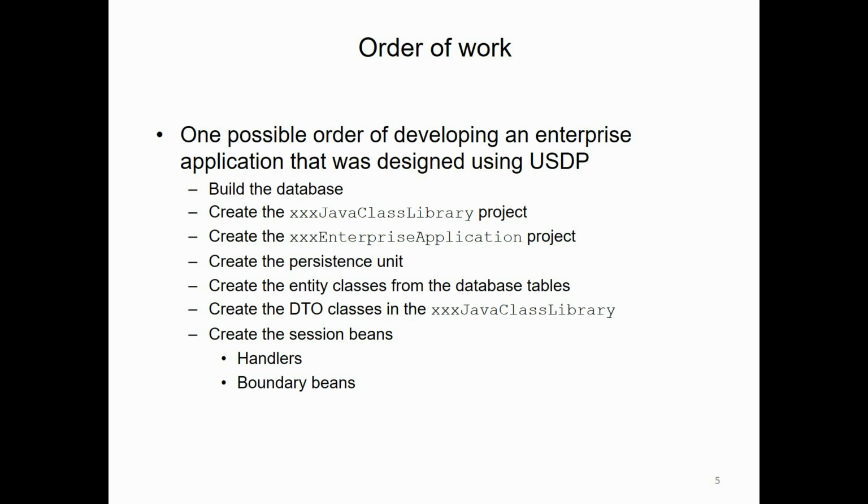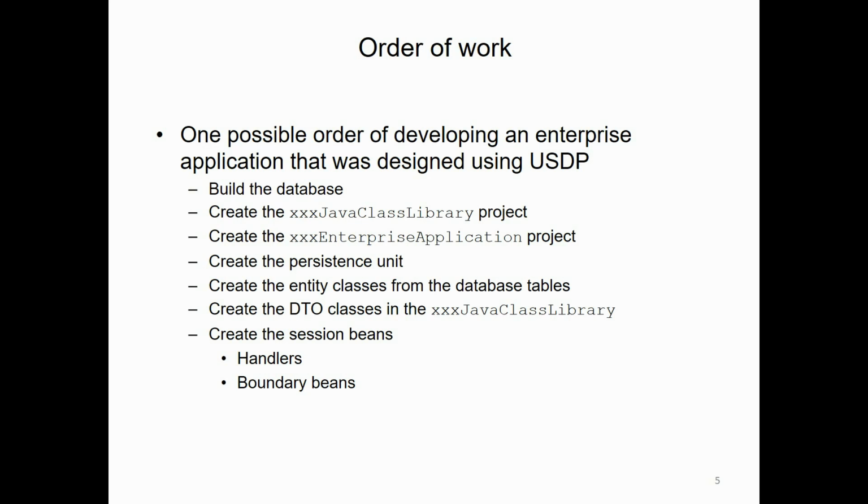So build the database, create the library project, then create the enterprise application project. First job within that is to create the persistence unit, which will generate the entity classes from the database tables. Then our DTO classes, the data transfer object classes. When we want to pass information that's held in an entity object to some other component within our application, we could pass a reference to that entity class, but that's dangerous. That gives other components control over the database, and we might not want that. In fact, it's a good practice not to do that.